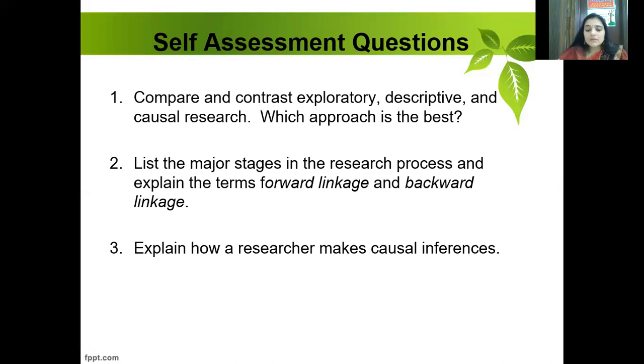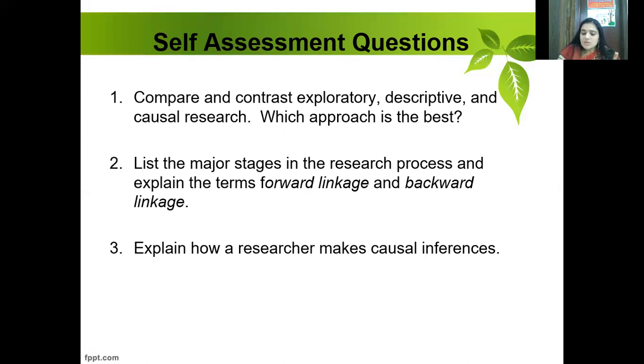Number one, defining the research objectives. Number two, planning the research design. Then number three, planning the sample. Number four, collecting the data. Number five, analyzing the data. Number six, formulating the conclusions and preparing the report. You can add number 7 as discovering new problem. And how can we link forward linkage and backward linkage to that?